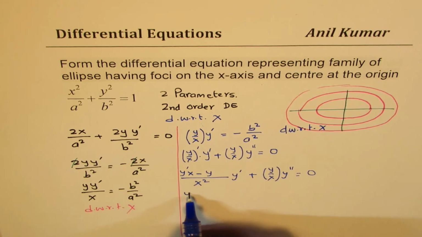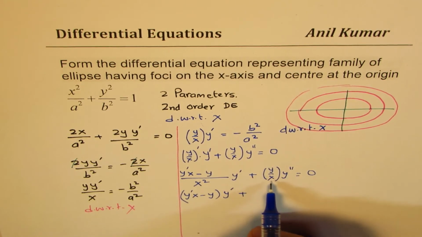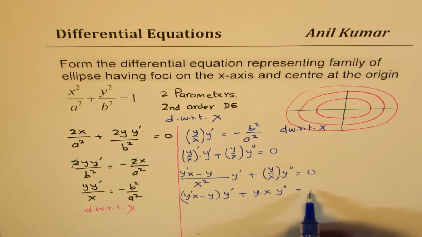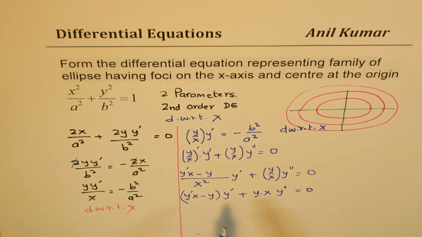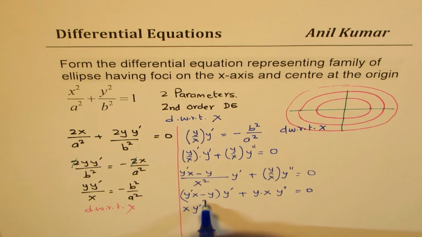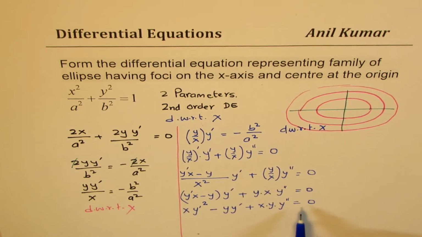Now, let me multiply everything by x squared. So we get y prime x minus y times y prime plus, if I multiply by x squared, I get y times x, and here y double prime equals 0. Correct? So we kind of got rid of fractions. We can expand this. So we get x y prime square minus y y prime plus x y y double prime equals 0. So let's write with the highest order first.